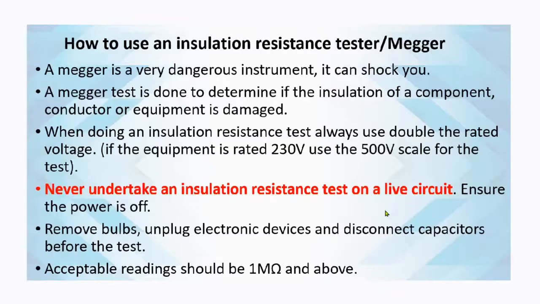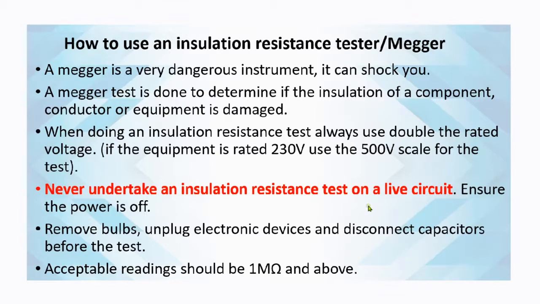How do you use an insulation resistance tester, or MEGA? As I've said before, a MEGA is a very dangerous instrument. It can shock you. A MEGA test is done to determine if the insulation of a component, conductor, or equipment is damaged. When doing an insulation resistance test, always use double the rated voltage. If the equipment is rated at 230 volts, like for example, your stove or your kettle, make sure you choose the 500 volt scale to do the test.